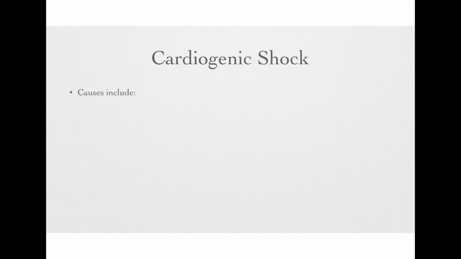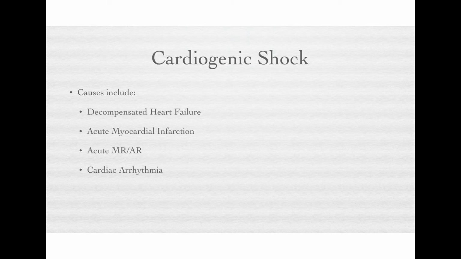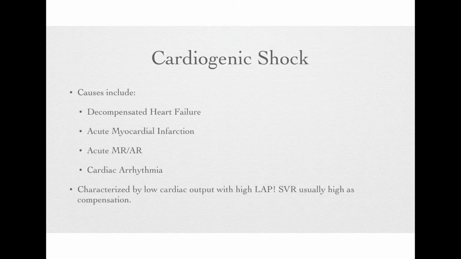Cardiogenic shock can be caused by acute decompensated heart failure, an acute myocardial infarction, certain valvular heart diseases such as acute mitral regurgitation or aortic regurgitation, and cardiac arrhythmias. They're all characterized by low cardiac output with a very high left atrial pressure or a wedge pressure. Again, the systemic vascular resistance is usually high as the body is trying to compensate for the low cardiac output.